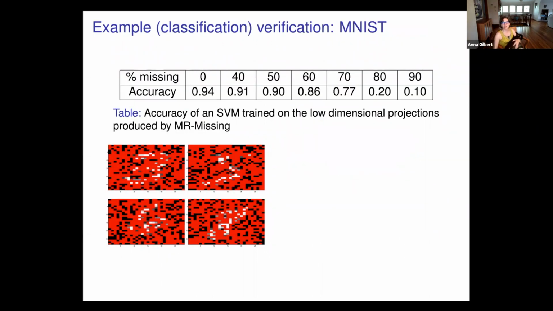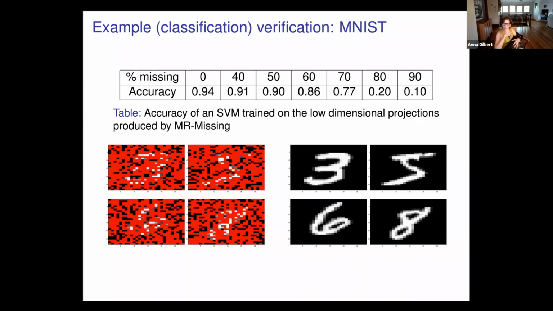We then said, we could actually quantify how much better these embeddings are after correcting the distances. We can look at how well an SVM trained on the low dimensional projections does for classifying digits. These are 4 digits that have been corrupted. They're missing a huge amount of data. And if you correct the distances amongst the data points and then run SVM, you actually do pretty decently as far as classification goes until you're missing roughly 70 to 80% of the data.